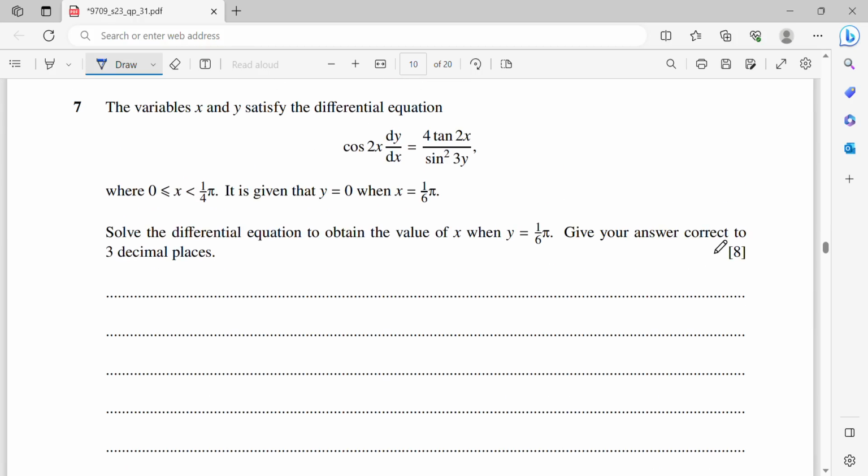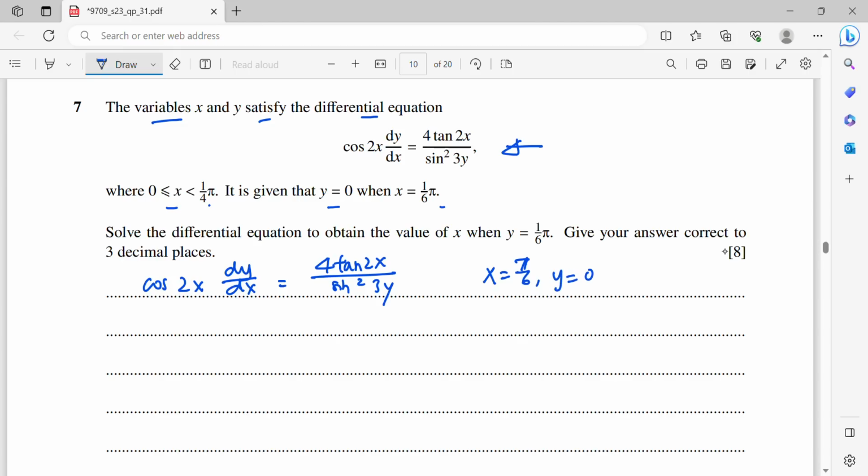Okay, now next question. The variables x and y satisfy the differential equation cos 2x dy/dx equals 4 tangent 2x over sine squared 3y, where x is between 0 and pi over 4. It is given that y equals 0 when x equals pi over 6. Now, solve the differential equation to obtain the value of x when y equals pi over 6.